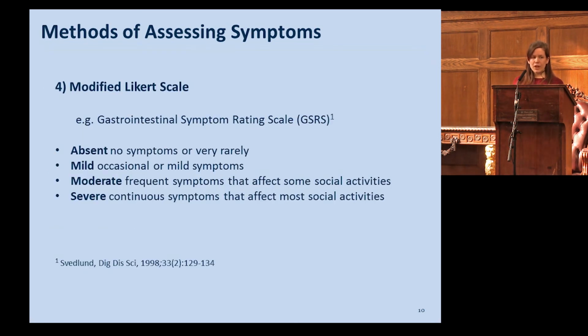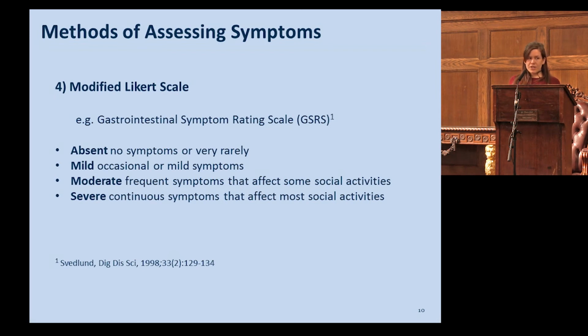Then we've got modified Likert scales, for example, the gastrointestinal symptom rating scale. This is a list of symptoms, and patients are asked to rate the severity of those symptoms as either absent, mild, moderate or severe. And again, this might be over a defined period of time. The responses are also qualified with both frequency of the symptoms and severity. So, for example, moderate would be frequent symptoms that affect some social activities. So that's another way of measuring a range of symptoms.